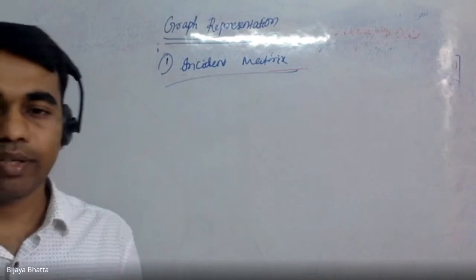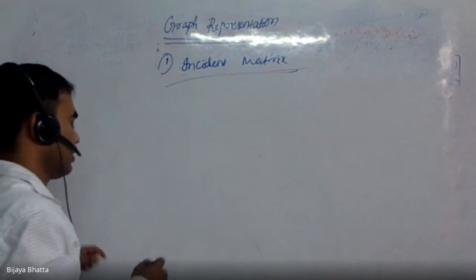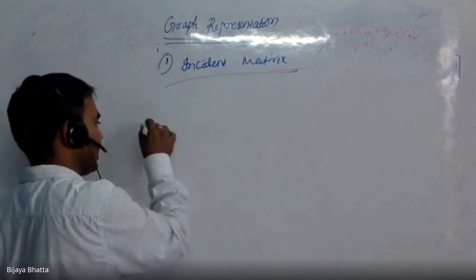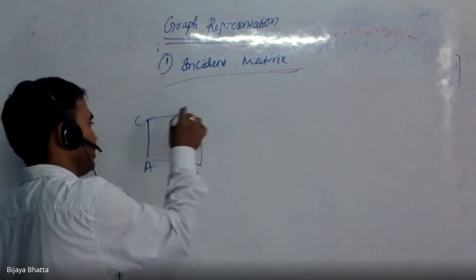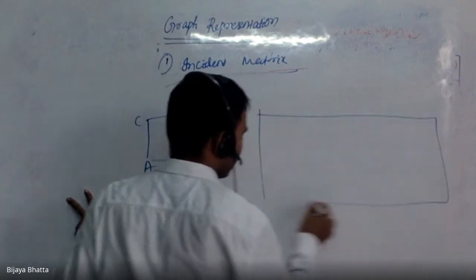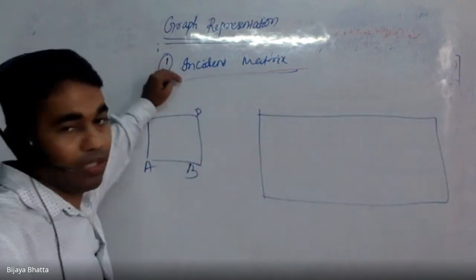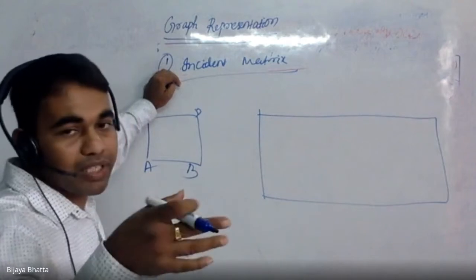What does this incident matrix say? Incident matrix is also the same thing, right? Suppose this is my vertex A, B, C, D. So how is it created? Earlier, if you remember, it is again a matrix, right? Earlier we said adjacency matrix. This is an incident matrix.